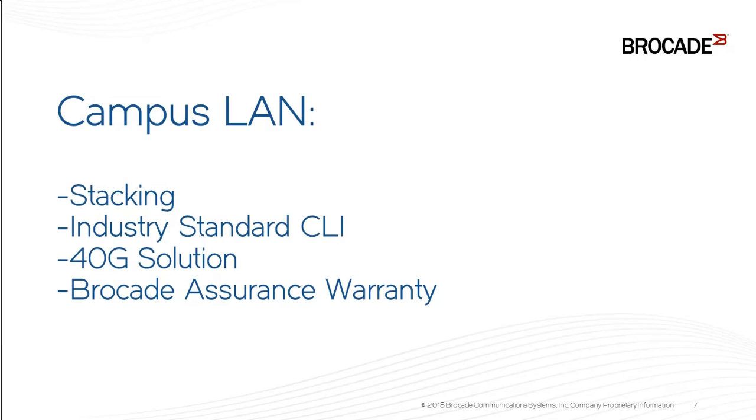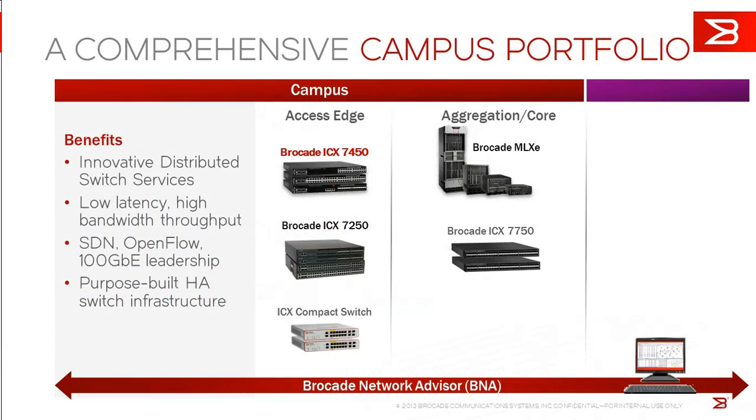Our 40 gig story is very strong. We support 40 gig on the ICX 7750 and ICX 7450 platform. If you combine those two in the campus, you can get a 40 gig backbone for essentially the price of 10 gig. And then, of course, we have the Brocade Assurance Warranty, which covers hardware for the lifetime of the product. So let's take a look at the portfolio.